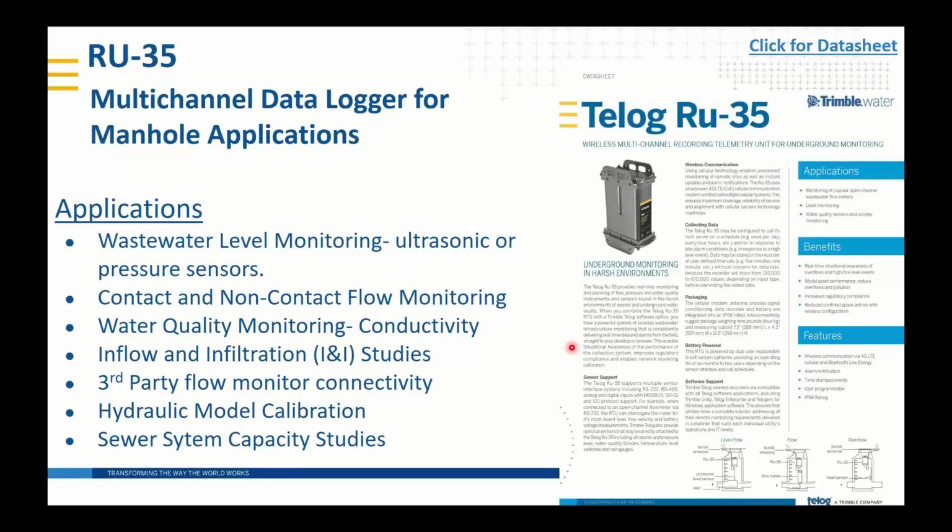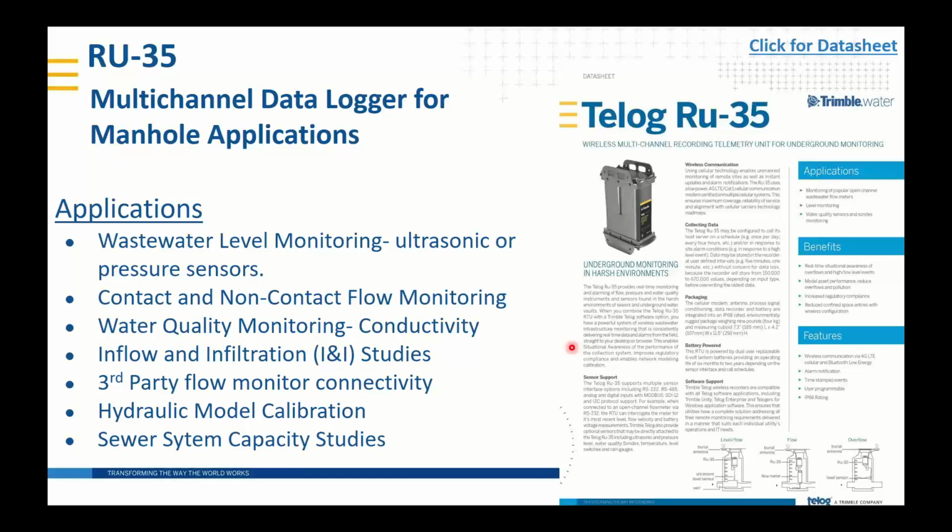So let's talk about different applications for the Ru-35 and what you can do for your manholes out in your collection system. As I mentioned, it's got wastewater level monitoring, either using an ultrasonic or a pressure sensor. We can tie it into a contact and non-contact flow monitoring system. We can accept water quality monitoring as well, including conductivity. It's great for inflow and infiltration studies. It can take in third-party flow monitoring technologies as well.